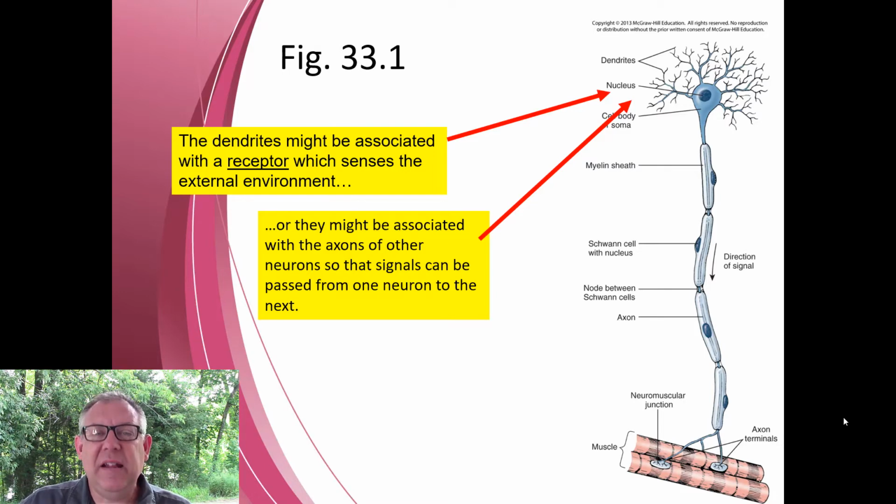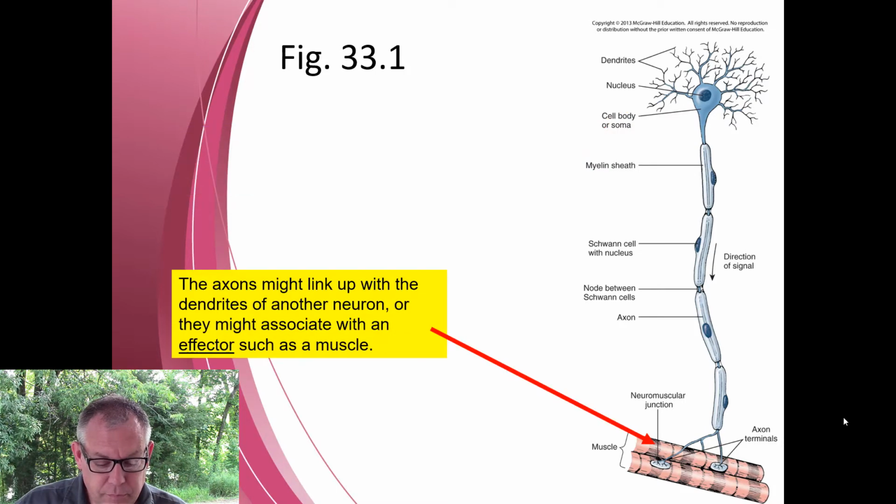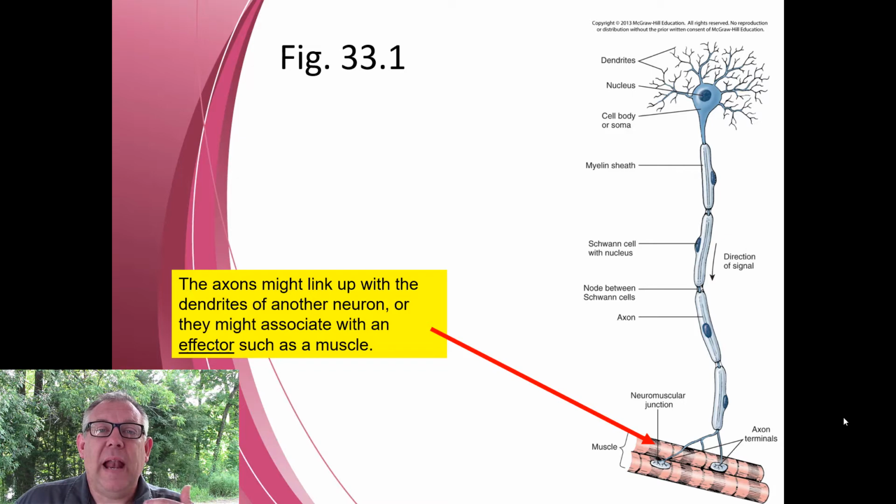And so that's basically the two things that can be going on at the dendritic end to start that signal. Now, once the signal gets to the axon, to the other end, then that axon might just link up with the dendrites of another nerve and just pass the signal to another nerve, or that axon might associate with what's known as an effector. So something that does an effect, something that responds to the environment, like a muscle.